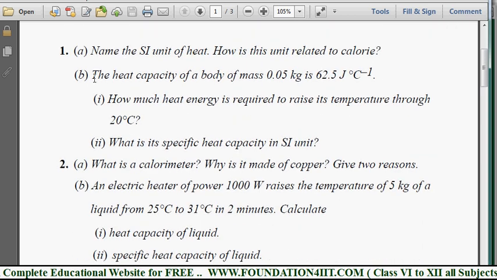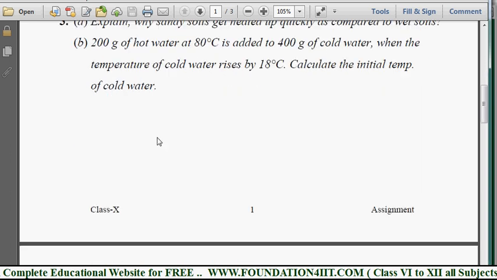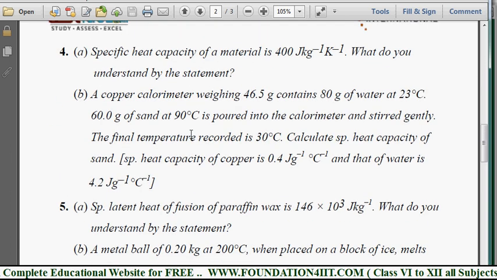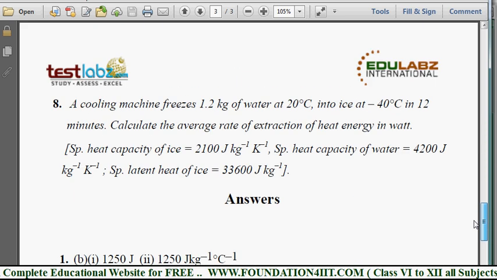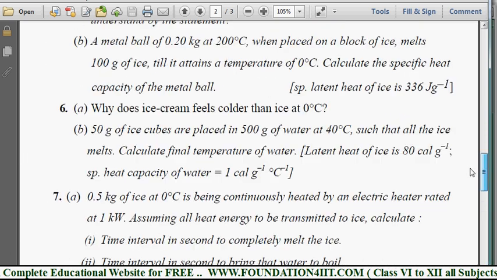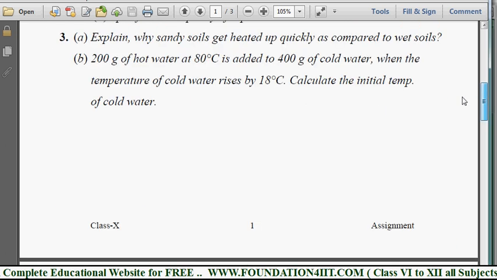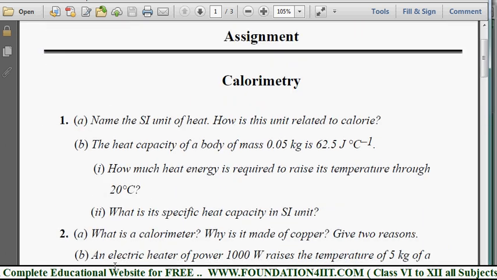Question 1 A B. Every question is from the same material as well as from the textbook. Questions are prepared which will come in the examination, from the examination point of view, and answers are also given, right? So you can conduct the test also using these assignment pages.